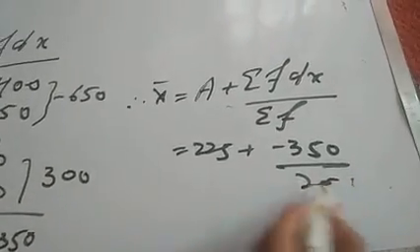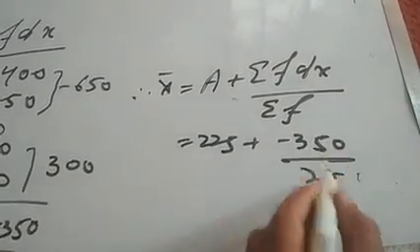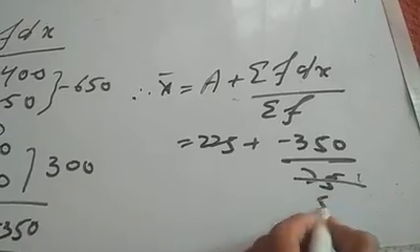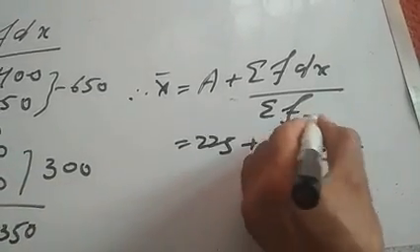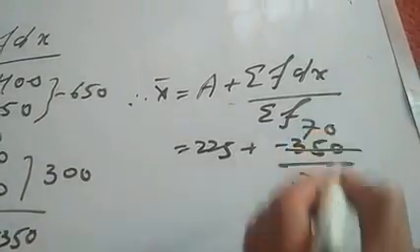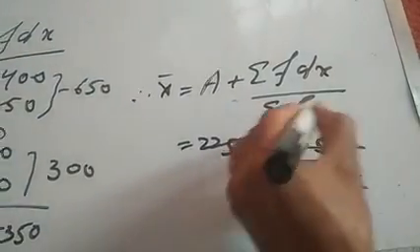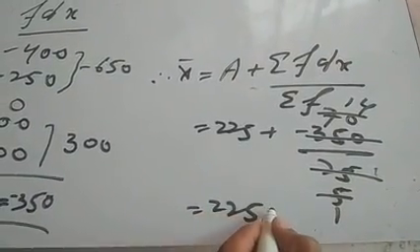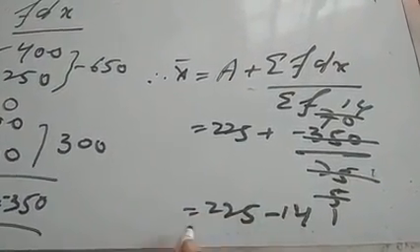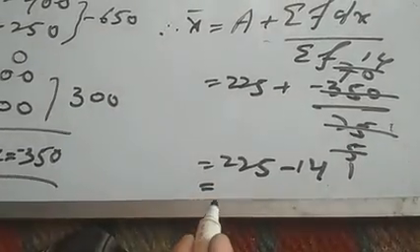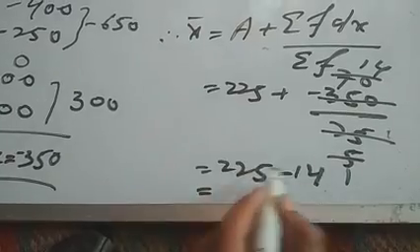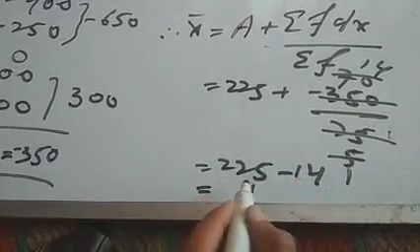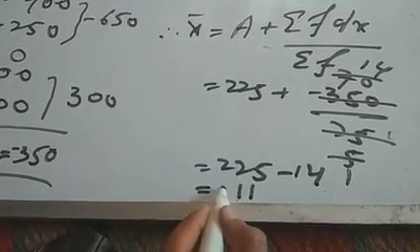If I cancel 25 with 350, I will get 5 twos are 10, 5 sevens are 35, 0, 70, 5 fives are 25, 5 fourteens are 70. So I will get 225 plus minus 14. So my final answer is 225 minus 14, 5 minus 4, 1, 2 minus 1, 1, 211.